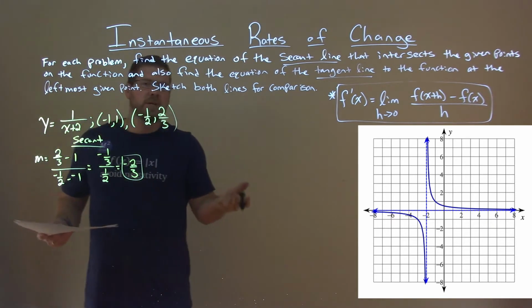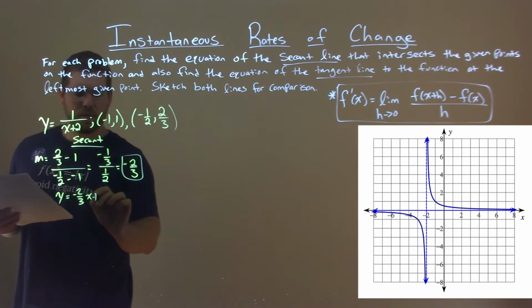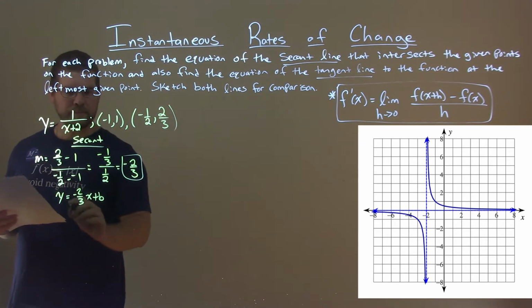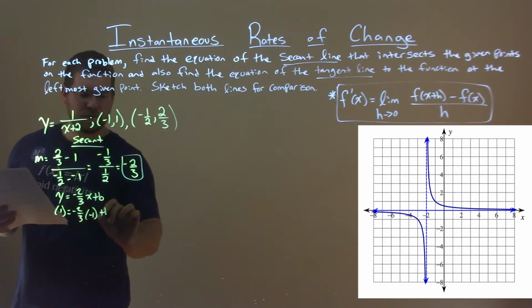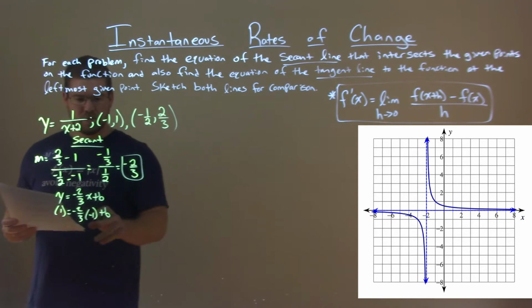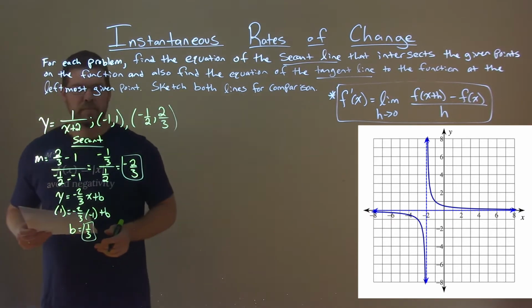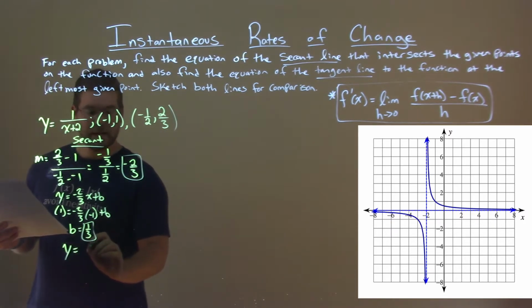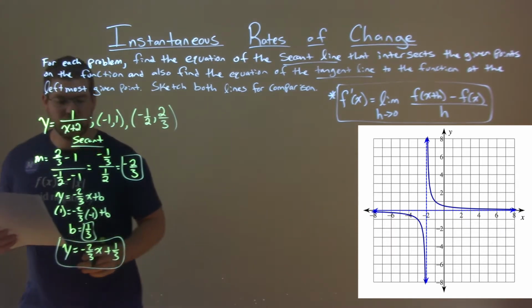Well, to find the equation of a line, it's y equals mx plus b. So we have y equals negative 2/3, our slope, x plus b. And we can pick any point here to find the b value. I think the first point's easier. So 1 in for y equals negative 2/3, and x is negative 1, plus b. Solving for that, simplify this, and b comes out to be 1/3. So our equation of the secant line combining the two is y equals negative 2/3 x plus 1/3. And there's our secant line.